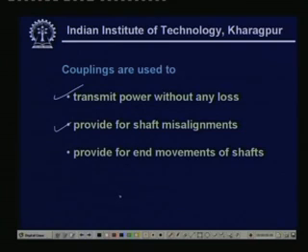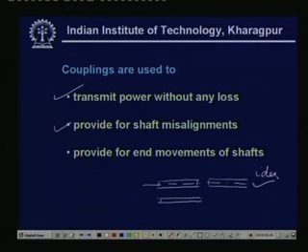Now, the misalignments may be of different types. Let us see, suppose we want these shafts to be connected this way. So, this is the ideal situation, two shafts axially connected in this fashion and there is no misalignment. There may be misalignment when one shaft is here and the axis of the other shaft is offset by a certain distance delta. This is one kind of misalignment.